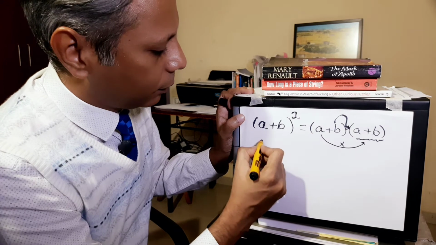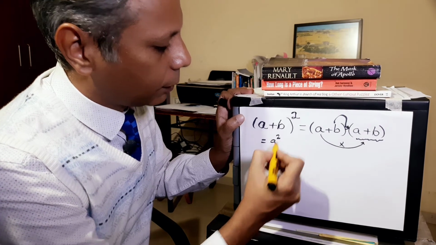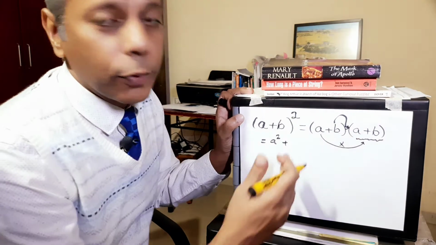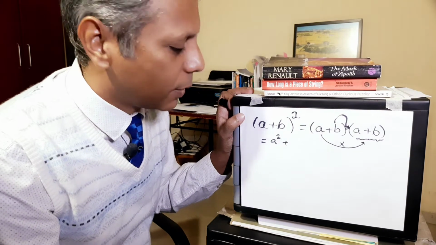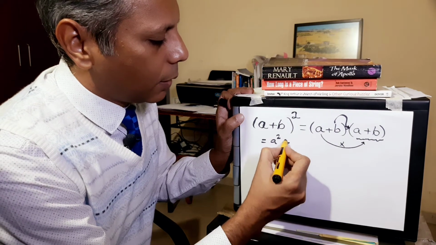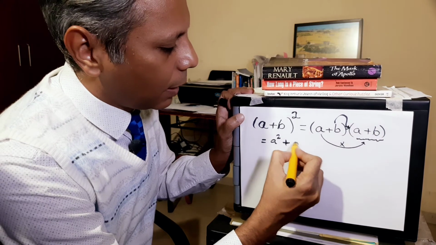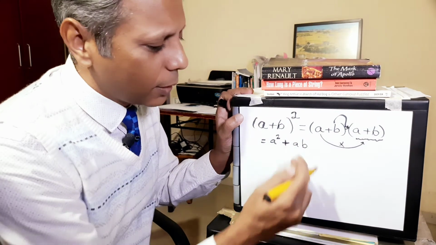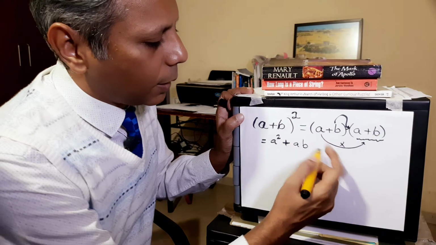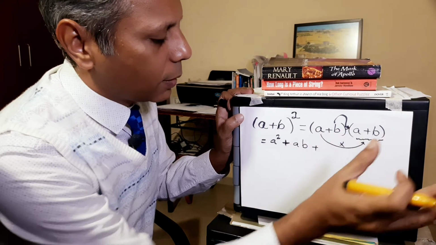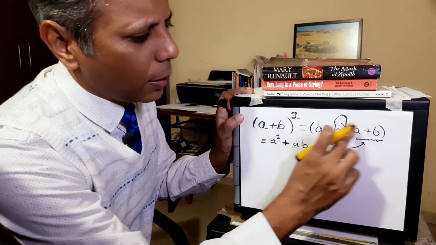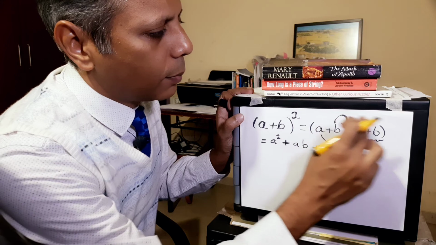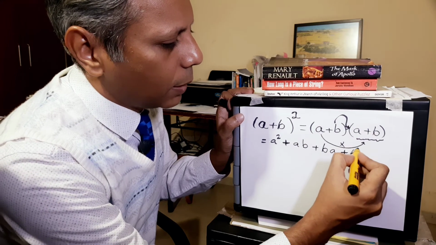So how does it look? a into a is a square. a into b is ab, and there are pluses everywhere, so for this case, we don't have to worry about any minus. a square plus a into b is ab. You can put a dot in between to indicate a multiplication, or you can just write it as ab. Plus, now this part is done. a into this is done. Now we have b into this. So b into a, so that is ba plus b into b, which is b square.